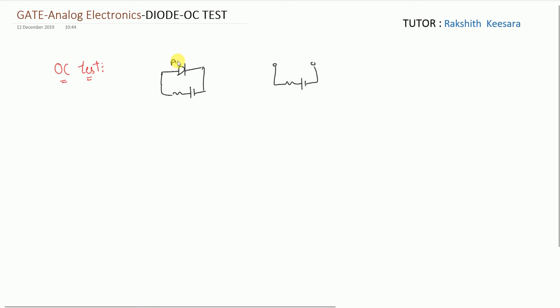This is the anode, this is the cathode, or simply P and N. You are familiar with these notations, right? So I am taking this as P, I am taking this as N. After open circuiting the diode, check the P voltage, check the N voltage and calculate Vp minus Vn. If Vpn is greater than threshold voltage, then diode will be in on condition. If Vpn is less than threshold voltage, diode will be in off condition.